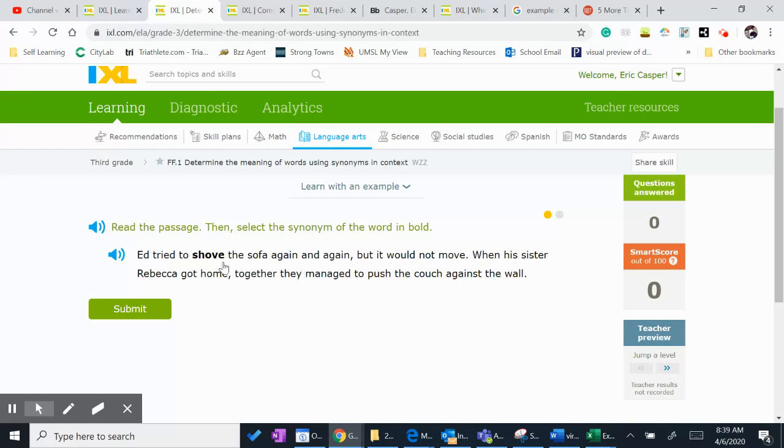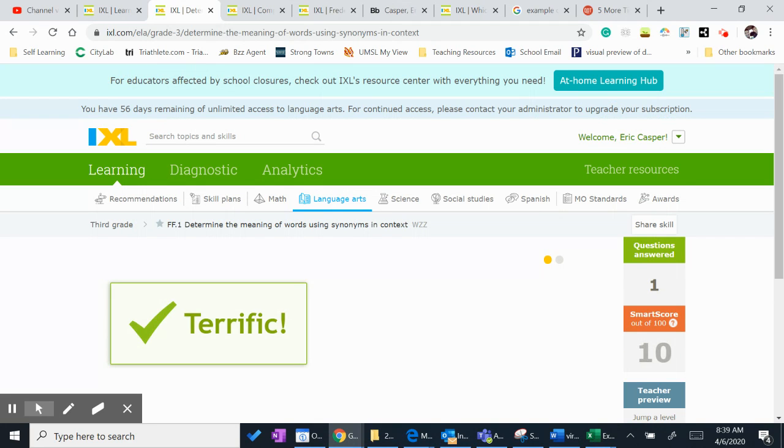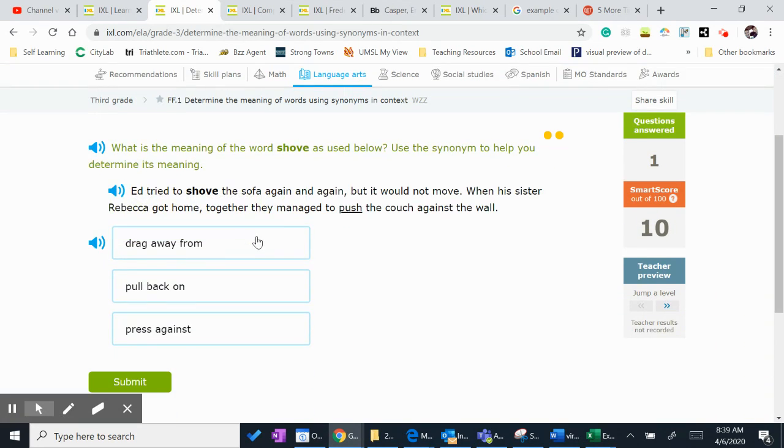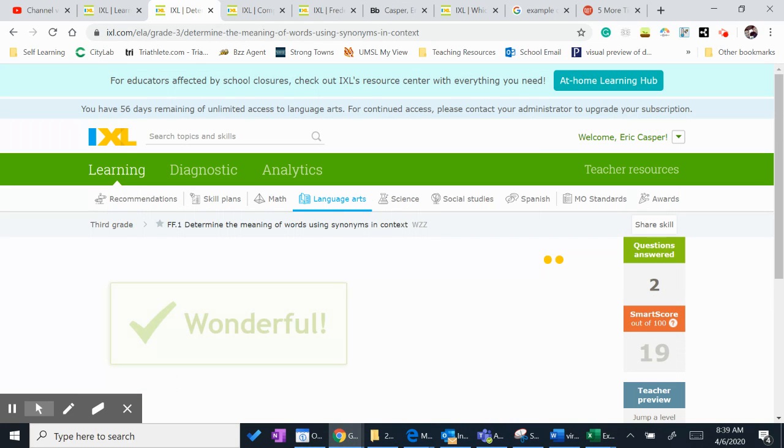So shove, what synonym would mean the same as shove? We can see here, shove means push. They're words that have similar meaning. We also see here, Ed tried to shove the sofa again and again, but it would not move. When his sister Rebecca got home, together they managed to push the couch against the wall. So what is the meaning of the word shove? Drag away from, pull back on, or press against. We can see here, press against.